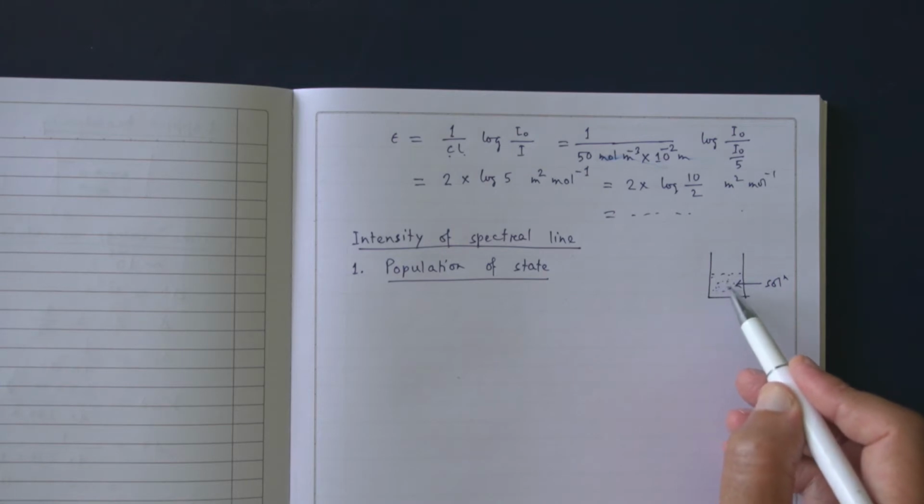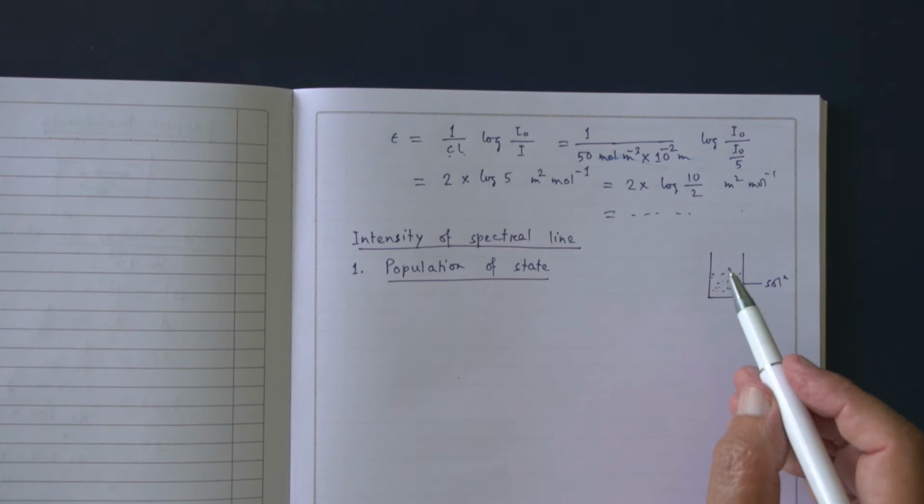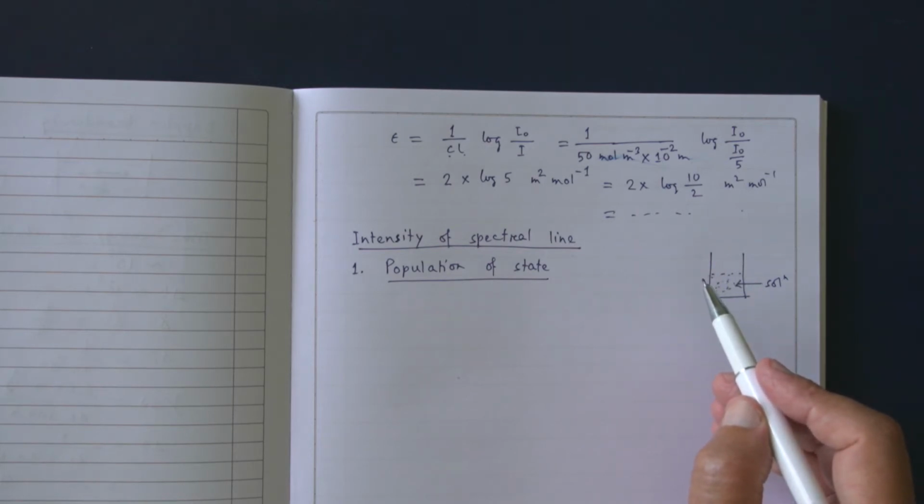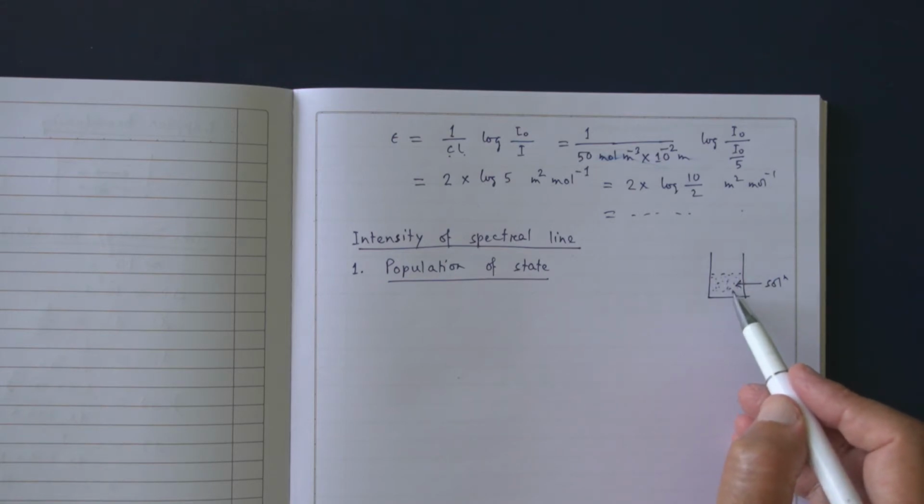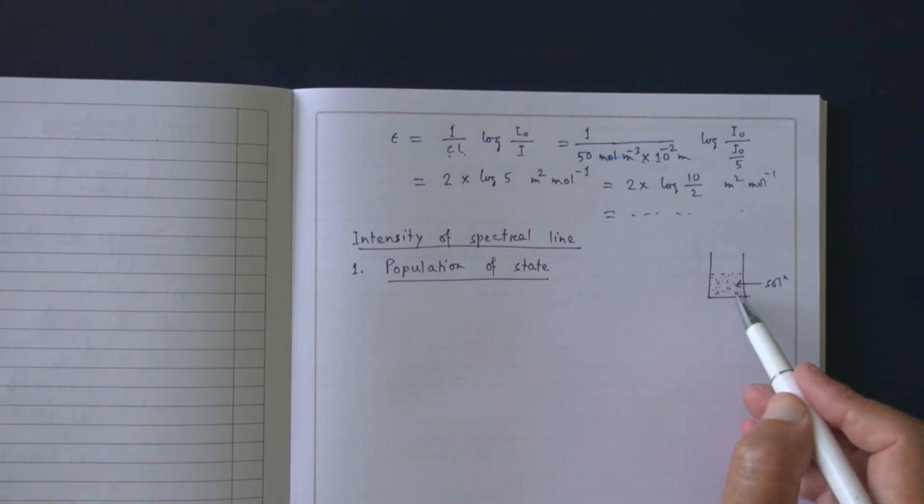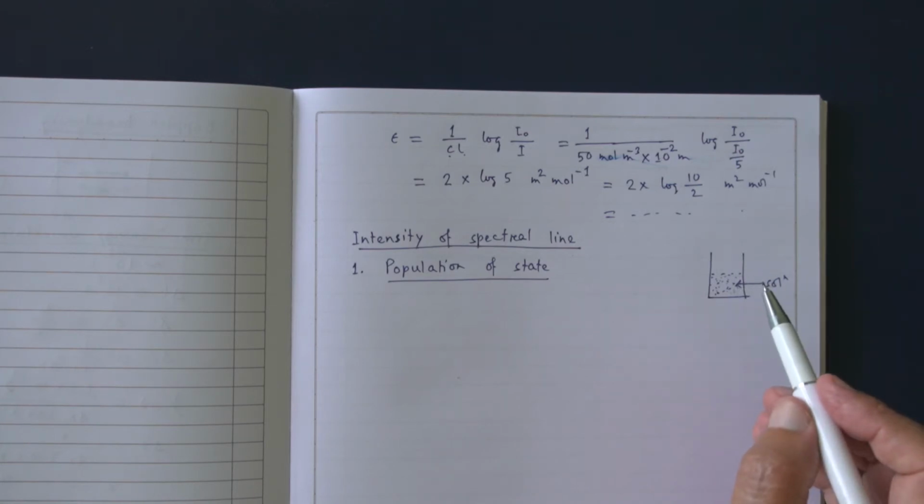Okay? There will be crores of molecules. So in spectroscopy, we cannot take a single molecule. That is impossible. What do we take? We may take a solution of the sample, a solution of the compound. In the solution, there will be crores of molecules. Okay? Crores of molecules will be there.